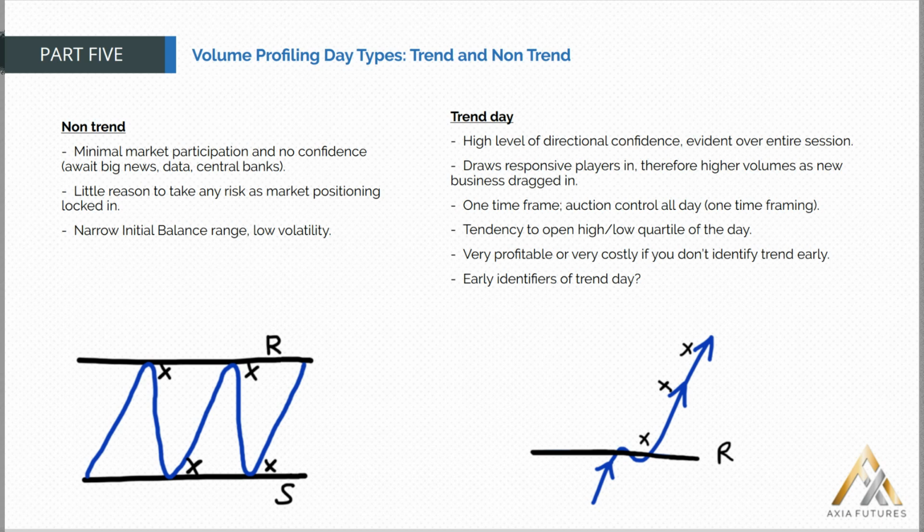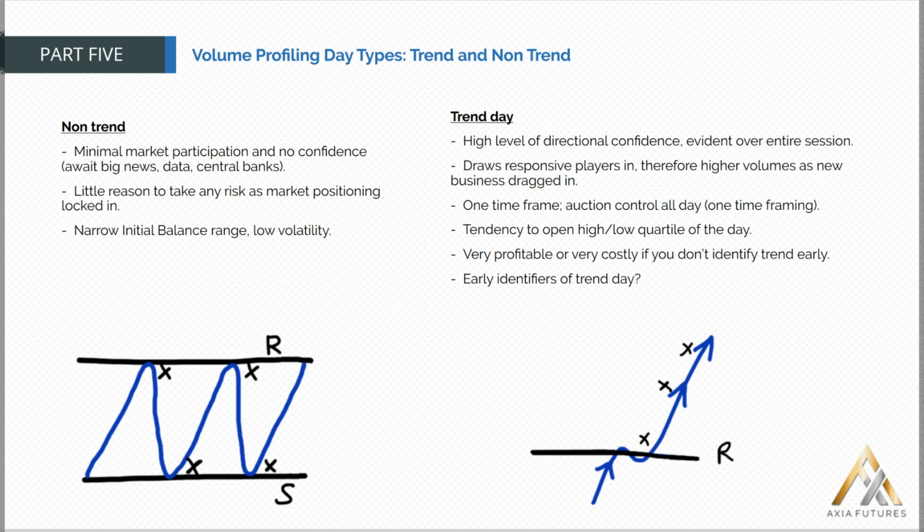So let's talk about firstly non-trending markets. Now, non-trending markets, by definition, there's minimal market participation and little or no confidence in direction. In other words, people are waiting, or on a larger term time frame, participants are waiting for big news, for data, for something fundamental that can then shift how they perceive or value various prices. So that's why markets can spend a long time not trending, because they're just awaiting further information.